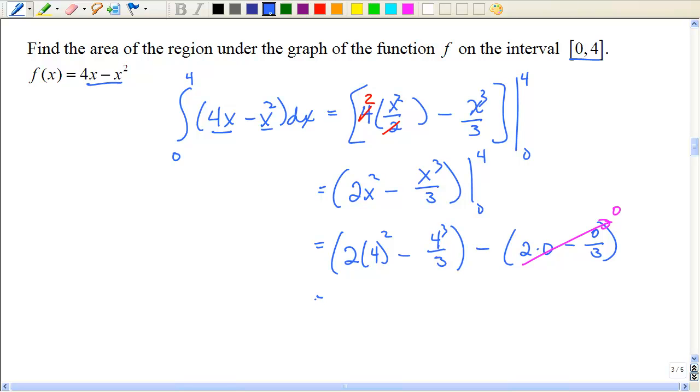So my area is going to be 16 times 2, that's 32, minus 64 thirds, and that would be 32 thirds square units. Again, you could go back and look at the graph of that and kind of compare, but since we don't have a formula, we really couldn't get an exact answer like that. We could use Riemann sums, but the calculus gives us that exact area.